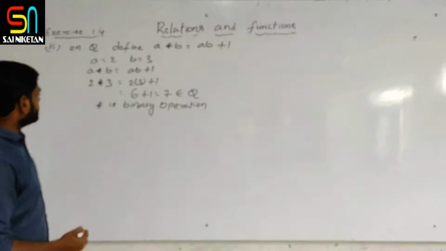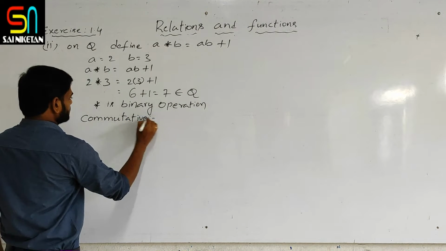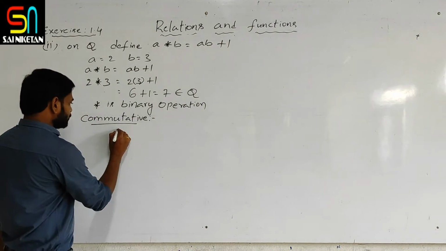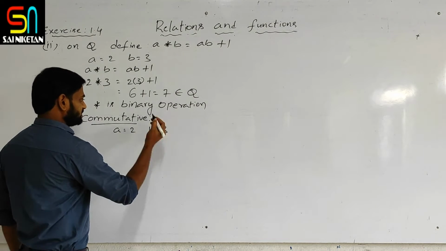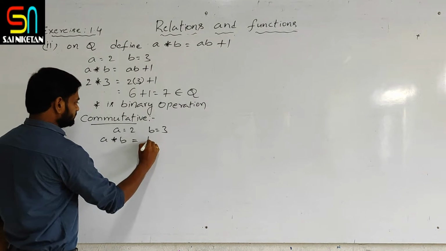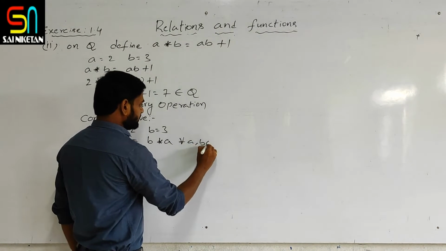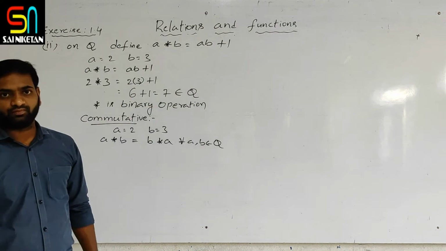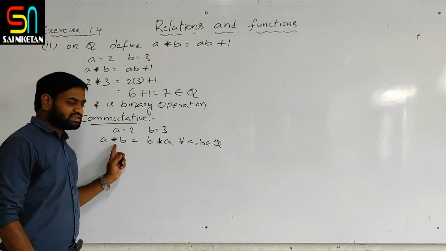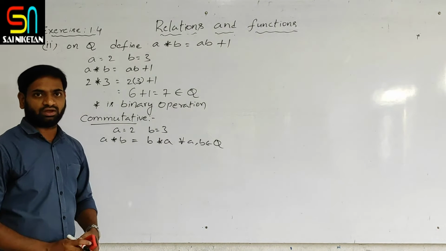Next, what about the commutative? Is it commutative or not? For that one, I am choosing two values, that is A value is 2, B value is 3. Now what is the condition? A star B is equal to B star A, for all A, B belongs to the Q. Now, this is the LHS part, this is the RHS part. When these two are equal, then we can say it is commutative.